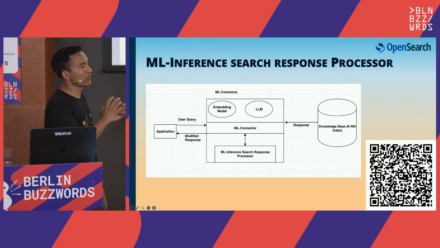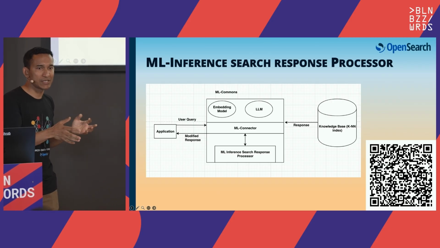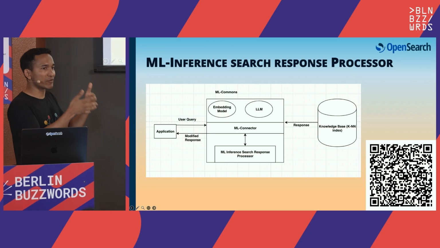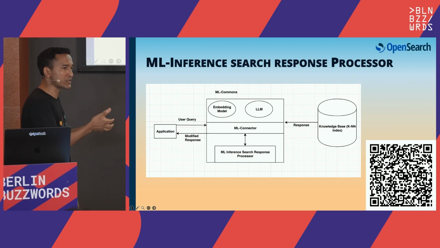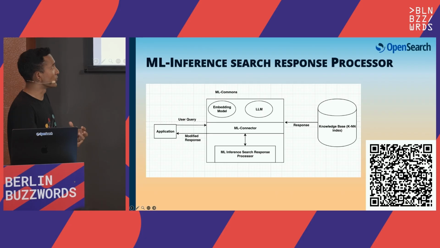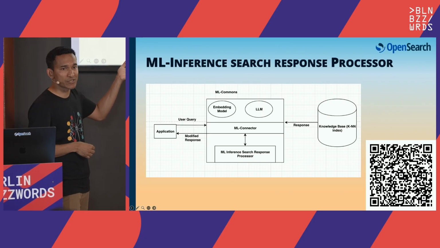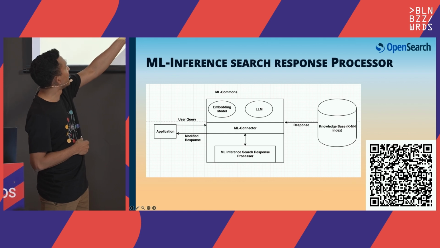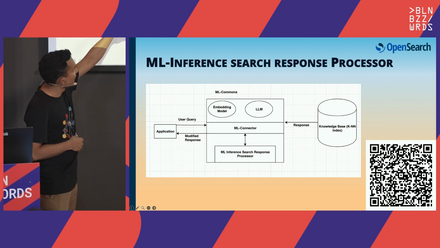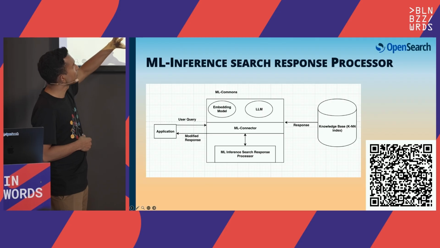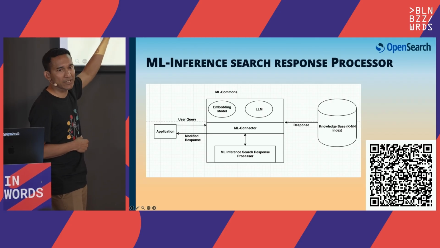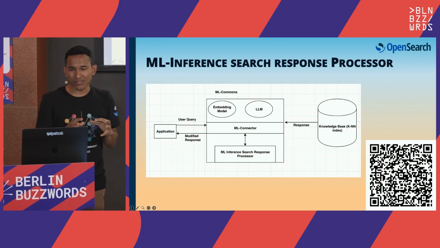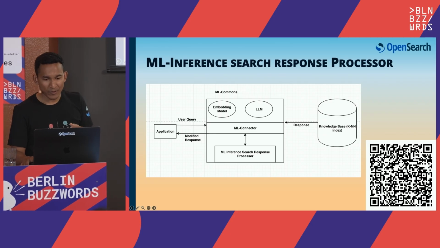And now coming to, okay, I pre-process the search request. What about when I don't want to show the same results from the LLM? We want to do some post-processing after getting the response. So this is the search response processor, where we get the response. And then the ML inference search response processor modifies the response and sends it back to the applications. So these are the three different components of the ML inference processor.